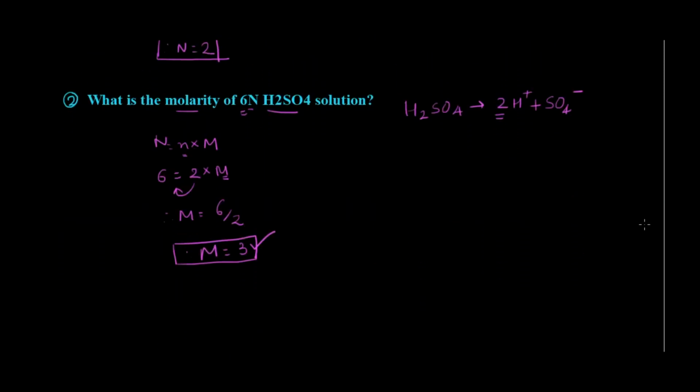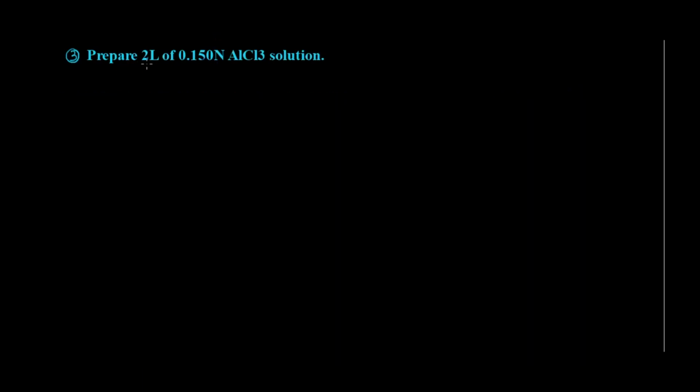Now let's move on to a preparation kind of calculation that we need to do in the lab almost every single day. So let's take our main formula and see how we can use it. This problem says, prepare 2 liters of 0.150 normal aluminum chloride solution. This is how it is generally given in protocols, right? We have to prepare some normal solution in some quantity, but we don't know what amount of the compound we need to take. So how will we do this?